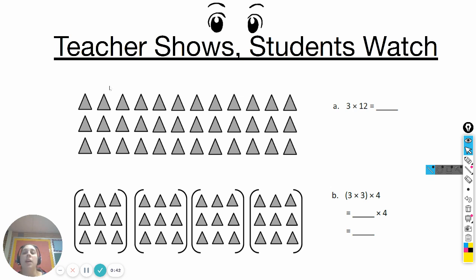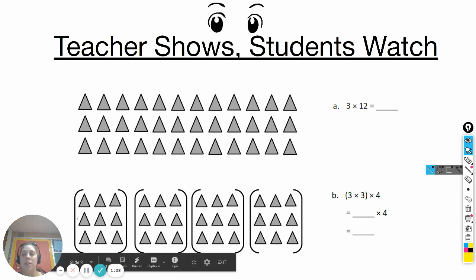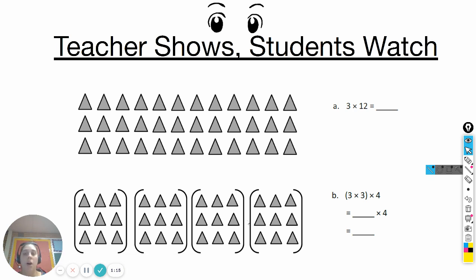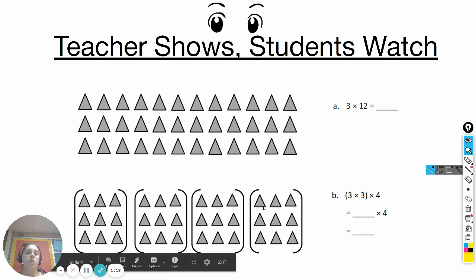Okay, so here I have this big array. You can see that there's 3 rows, 1, 2, 3, and there's 12 in each row. 1, 2, 3, 4, 5, 6, 7, 8, 9, 10, 11, 12. So that models the problem 3 times 12, or 3 rows of 12. Now down here, what we've done is we've grouped the array into smaller arrays to make it easier to solve. So we're using the associative property.